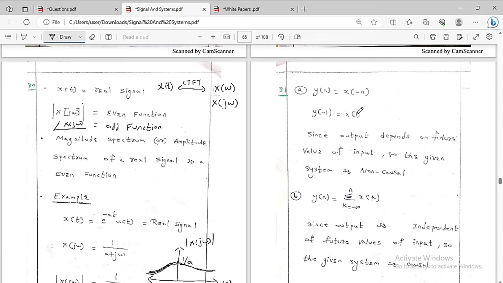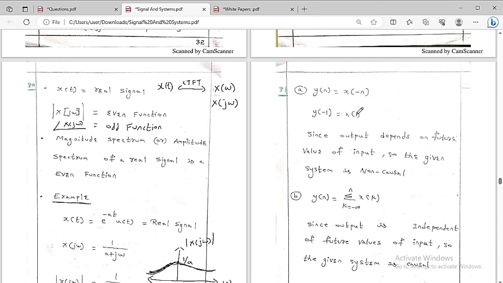So basically the first system that they are given, which is y of n is equal to x of minus n, is the relation between the output and the input for a given system. Suppose if I substitute n is equal to minus 1, then what am I going to get? Y of minus 1 is equal to x of 1, which means the output at n is equal to minus 1 depends on the input at n is equal to plus 1, which is a future input. Since the output depends upon the future values of the input, the given system is said to be non-causal.